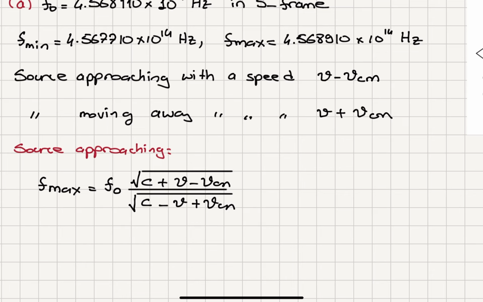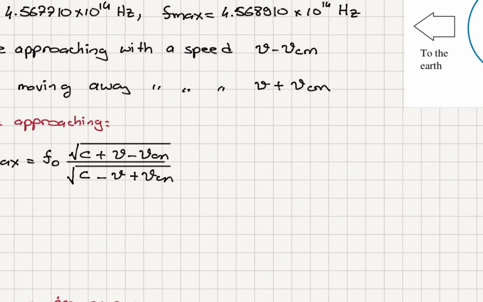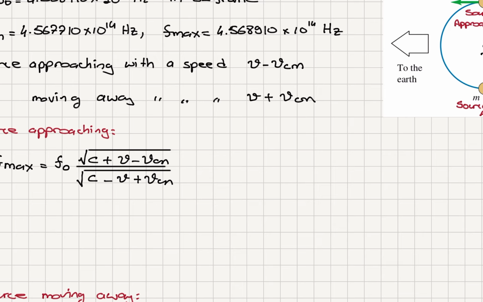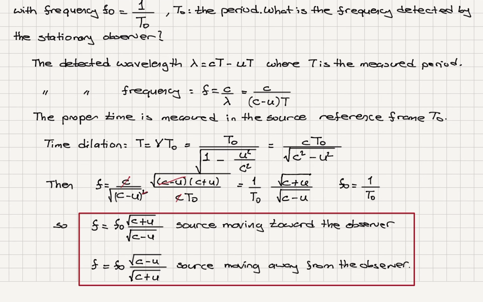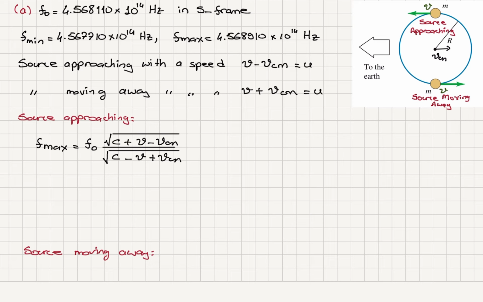So remember that for the source approaching the observer, we had square root of c plus u over square root of c minus u. Here u is v minus v center of mass, and for the other case u will be v plus v center of mass. Okay, so the frequency is increasing because it's c plus u on top and c minus u at the bottom. So that will give us the maximum frequency.